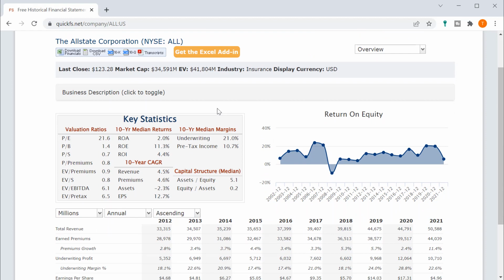So I actually like what I see here. I like how this business is developing over time. I think Allstate would go onto my watch list because of how they're managing their cash flow.